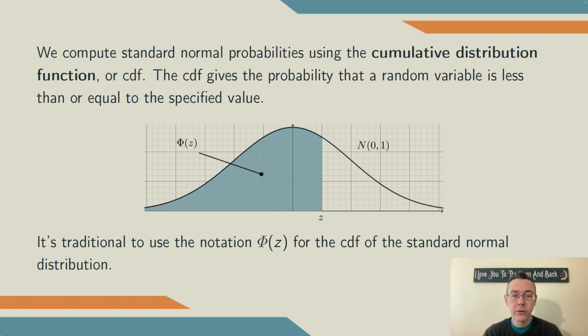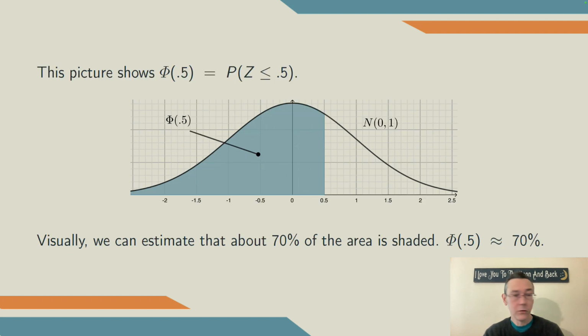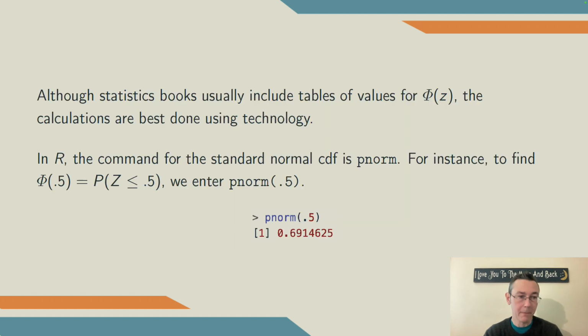It's traditional to use the notation Phi of z, with a capital Phi, for the CDF of the standard normal distribution. So when you see Phi of z, you're seeing the probability of getting a random z-score less than or equal to the z that's specified. So for instance, here's a picture of Phi of 0.5, the probability of getting a z-score less than or equal to 0.5. And we can estimate such a probability just visually by estimating what fraction of the area here is shaded. And just visually, I'm going to say it's about 70%, so Phi of 0.5 is about 70%.